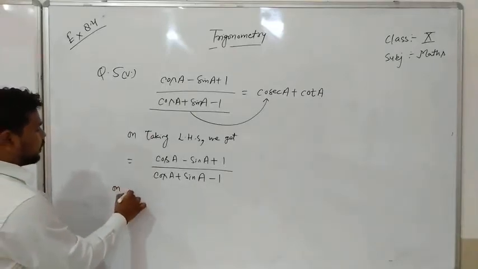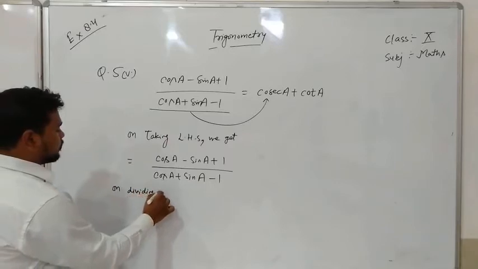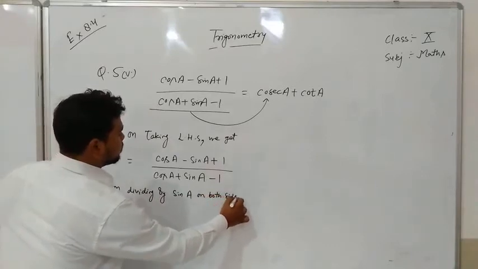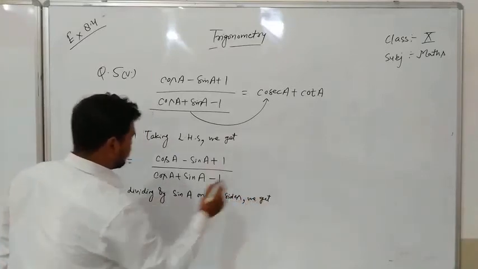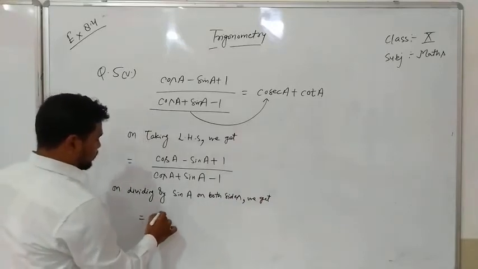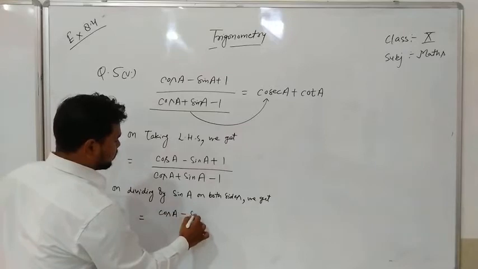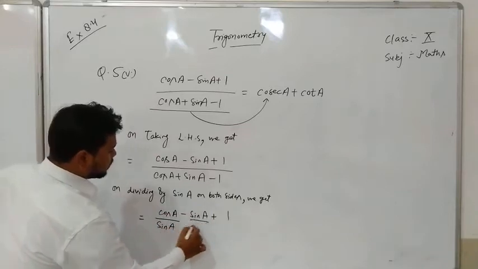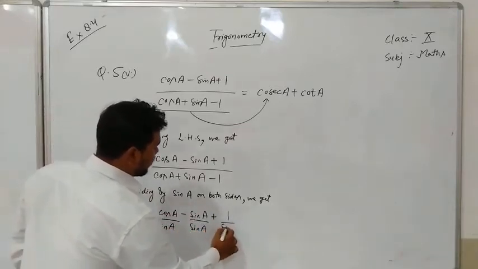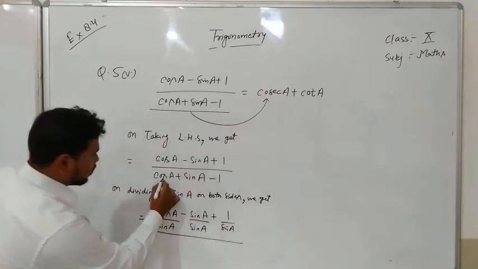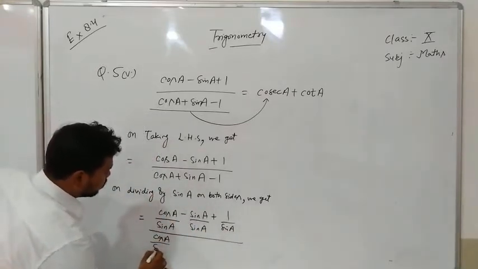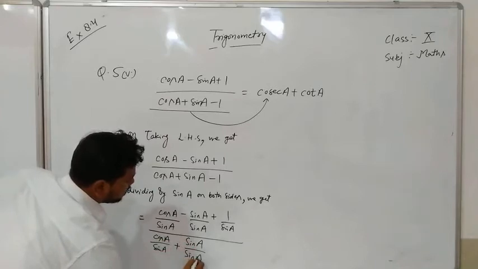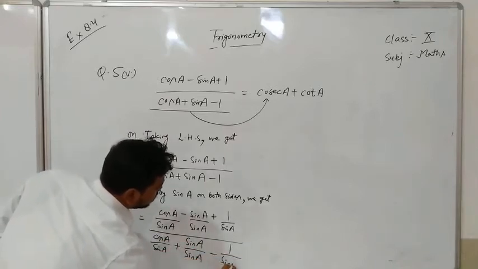So on dividing by sin A on both sides, we get sin A upon cos A minus sin A plus 1, cos A is divided by sin A, minus sin A plus 1 upon sin A, and the last thing is cos A upon sin A also, plus sin A upon sin A minus 1 upon sin A.